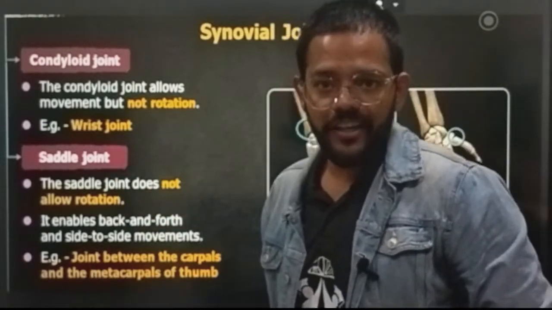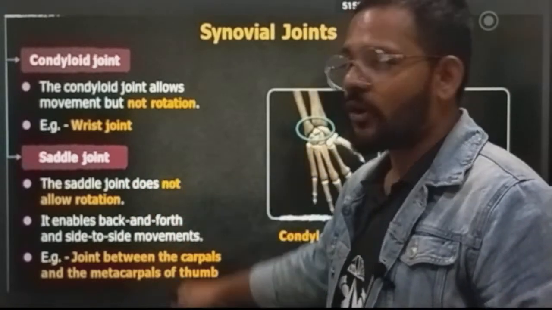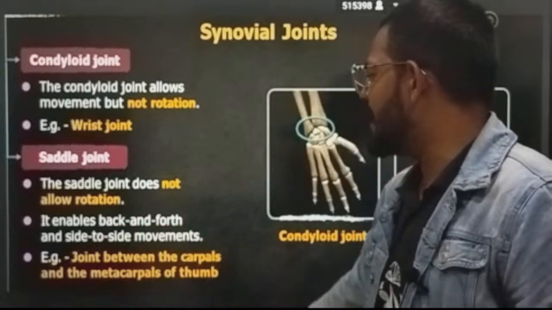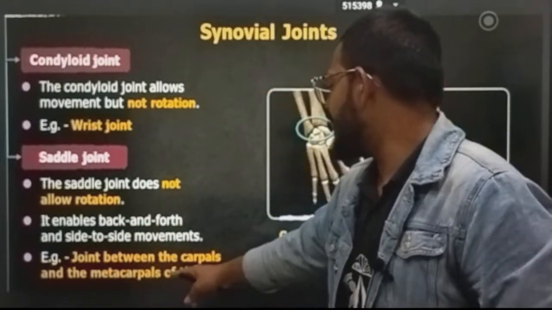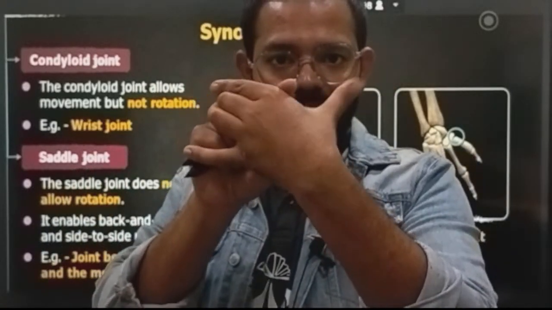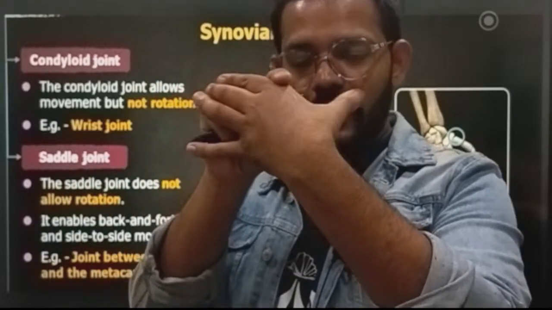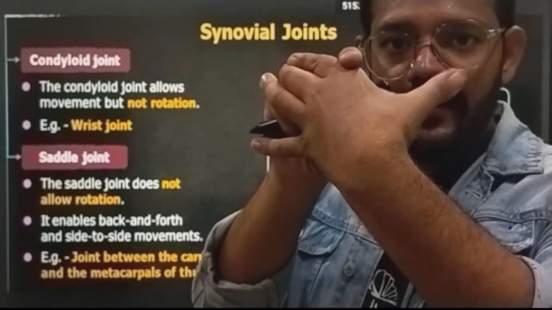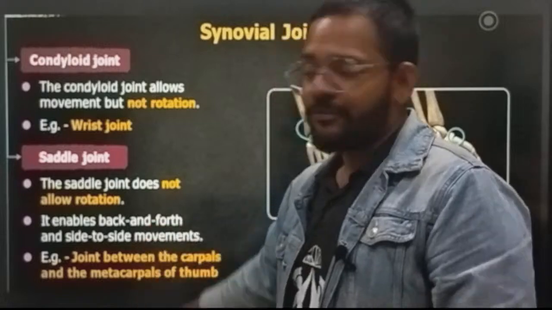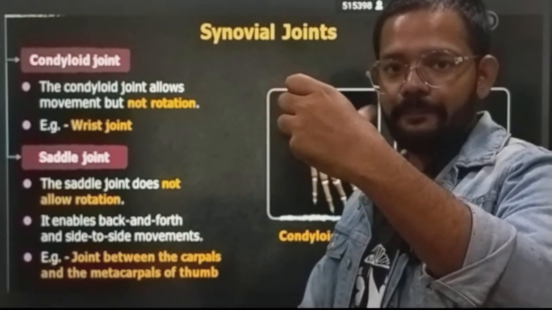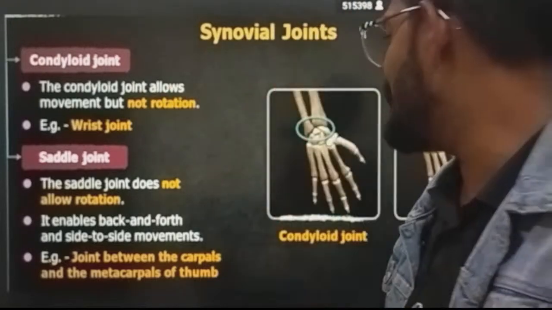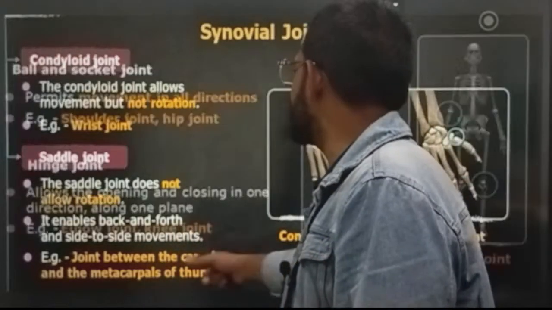Then we have the saddle joint. The saddle joint does not allow rotation again. It enables back and forth movement, or side to side movement. Example, the joint between carpals and metacarpals of the thumb. This joint, with which you can move your thumb like this. The way you are moving your thumb is because of the saddle joint. It enables back and forth movement, which means front-back movement, or side to side movement, you can say that.